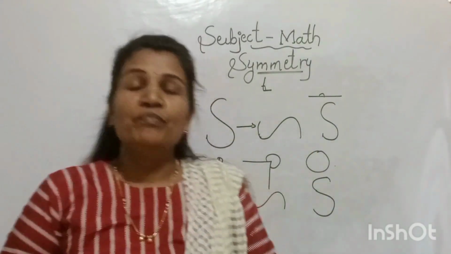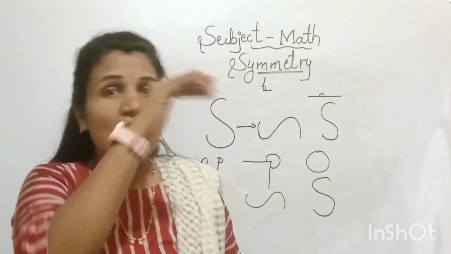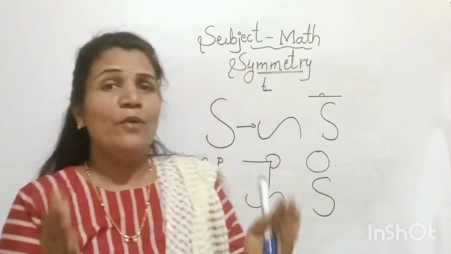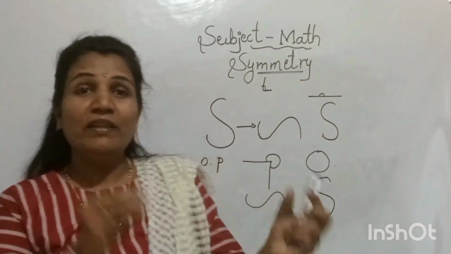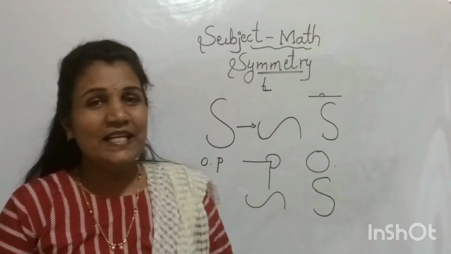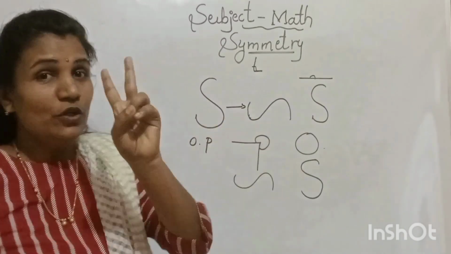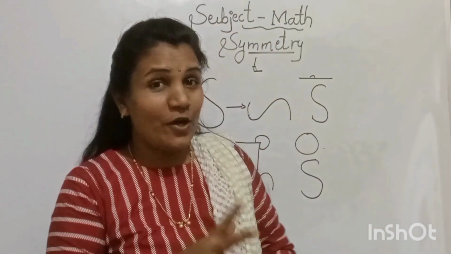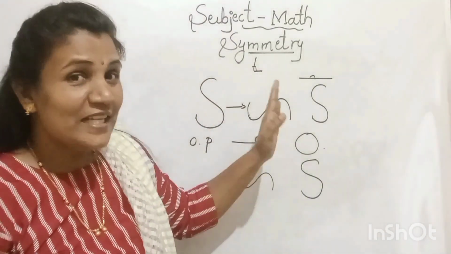It means, if an object or thing or letter gets its original shape a number of times with the rotation of 360 degrees, it is called rotational symmetry. It shows that the letter got its original shape 2 times when it rotates around 360 degrees. This is called rotational symmetry.